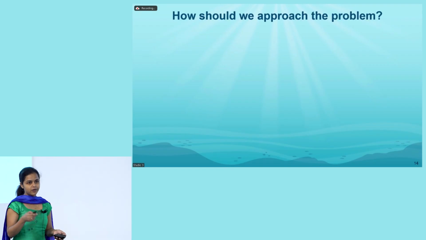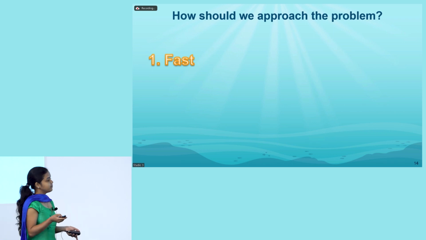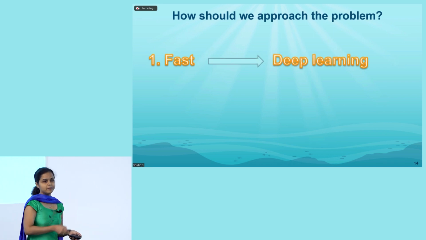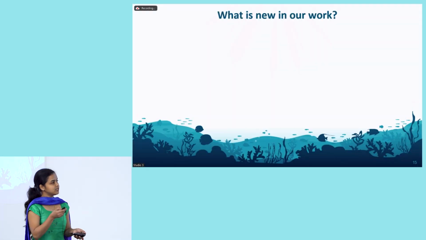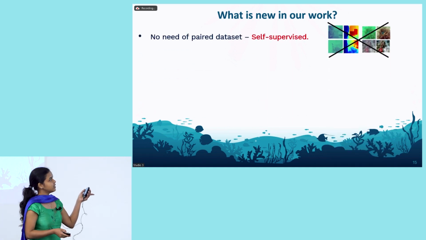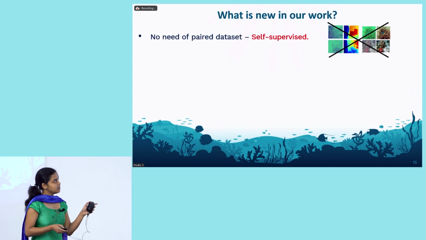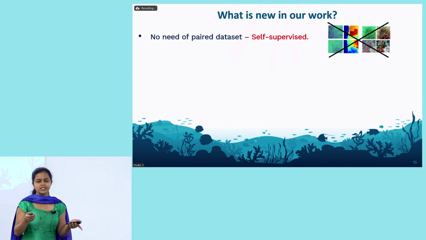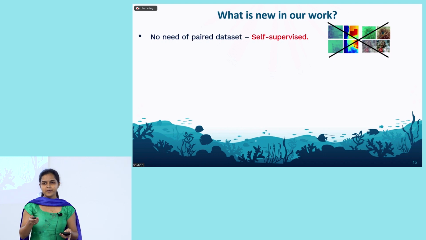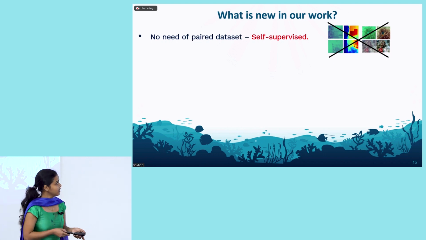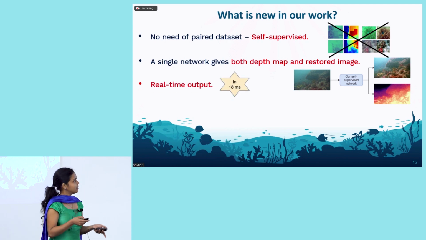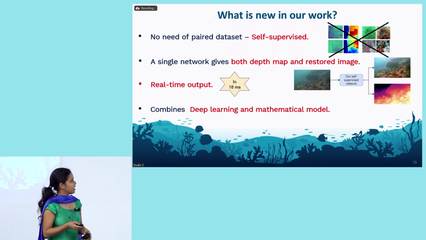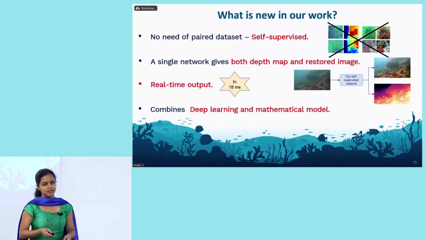So how should we approach our problem? We should get fast output, so we have to go to deep learning based networks, but we should avoid supervision with ground truth. So what is new in our work? There is no need of a paired data set in my work, so we can call the network self supervised. Self supervised means only the input underwater image will be used for training, no ground truth will be used for training. Then a single network will give both the depth map and restored image simultaneously, and we get real time outputs in 18 milliseconds for a 512 by 512 image, and it combines deep learning and a mathematical model.